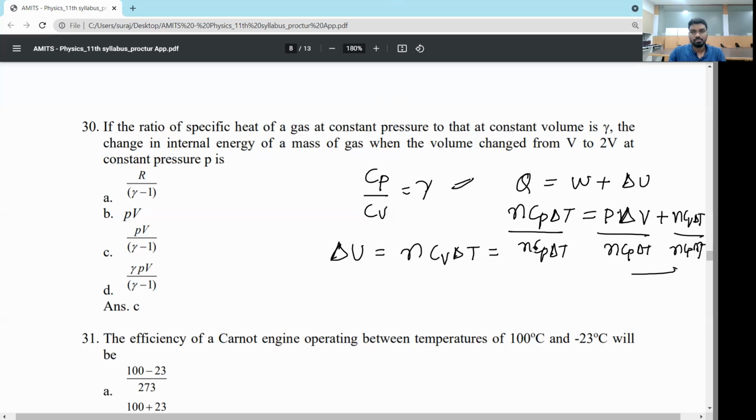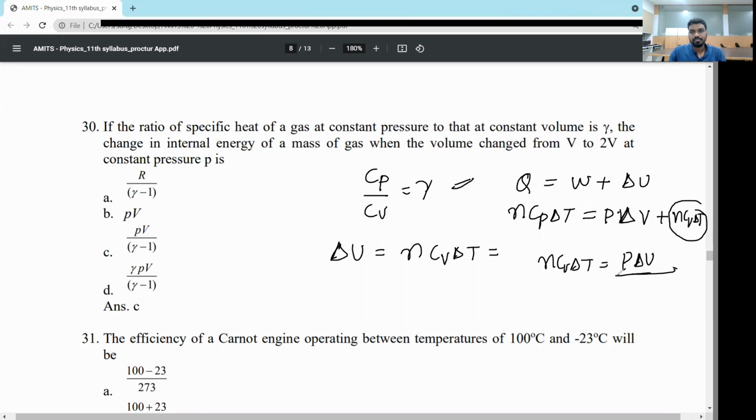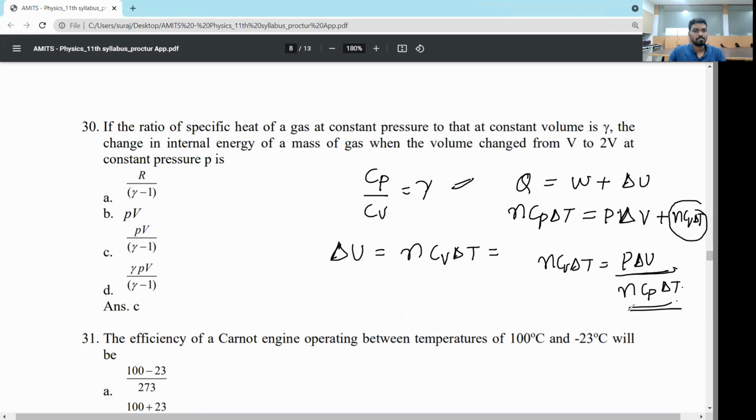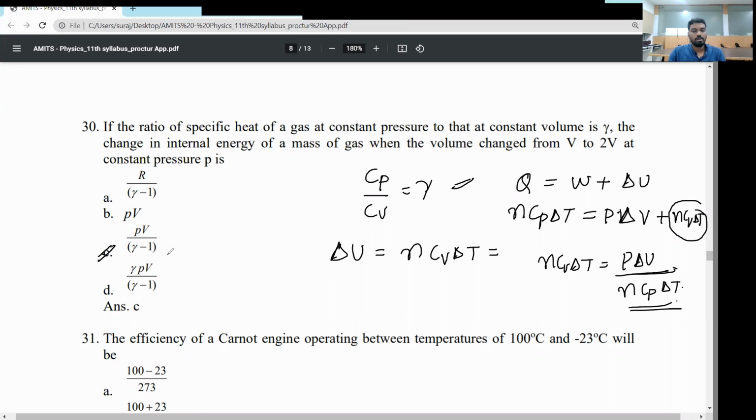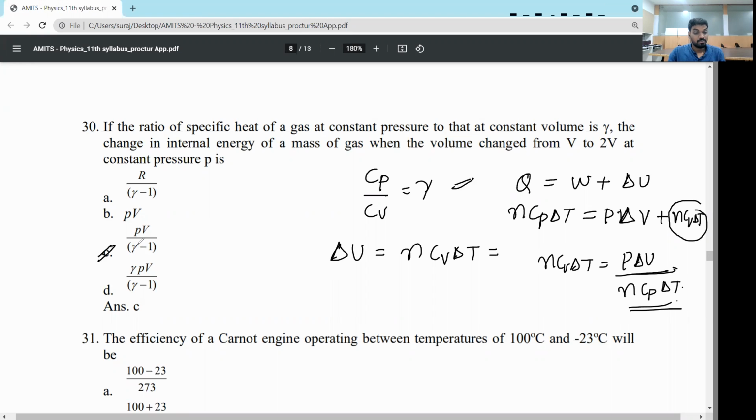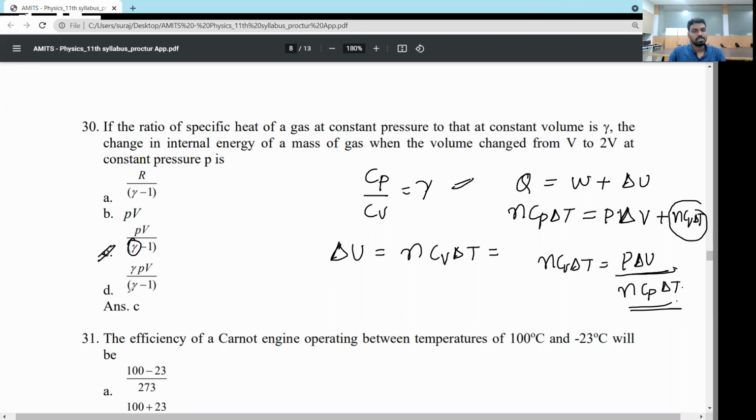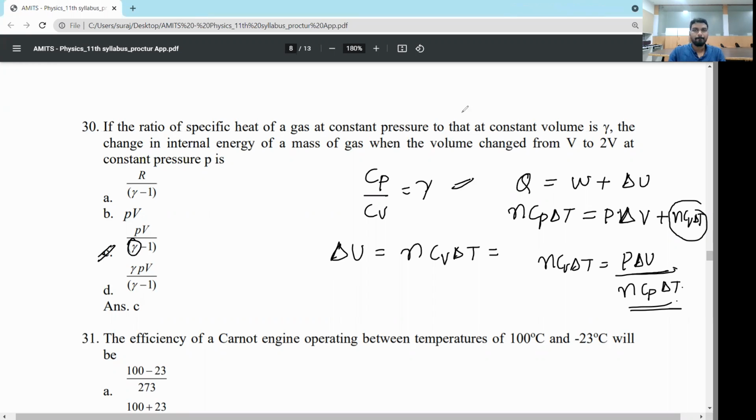Or else, if you want, you can do it like this. You just want the change in internal energy, right? You just want nCv del T, which is equal to P del V divided by gamma minus 1, since Cp by Cv is gamma. Substitute this and you'll get the answer. Option C. Or else you can substitute gamma as Cp by Cv. Next.